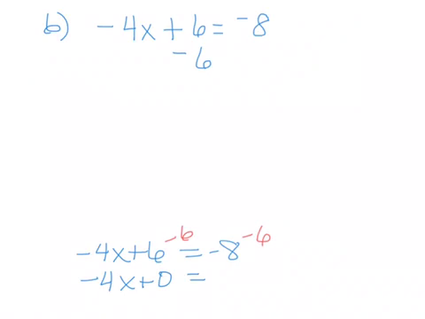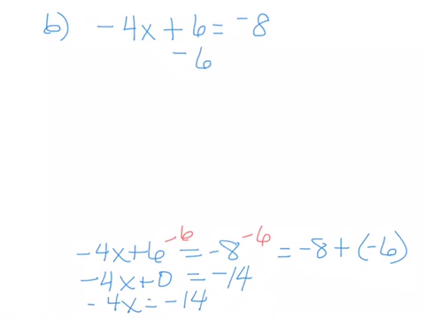We're adding, so remember you could rewrite that as negative 8. Change the subtraction sign to addition. Change the sign of the 6 to a negative. I'm adding. The signs are alike. So I add the numbers. 8 and 6 is 14, and I keep the sign. So negative 4x equals negative 14.